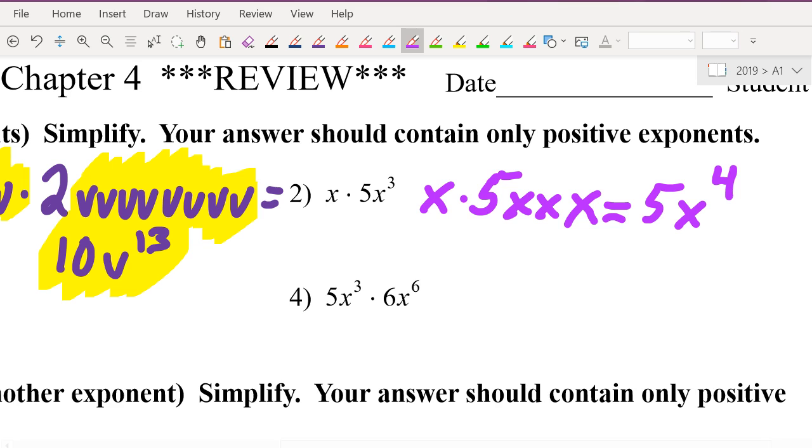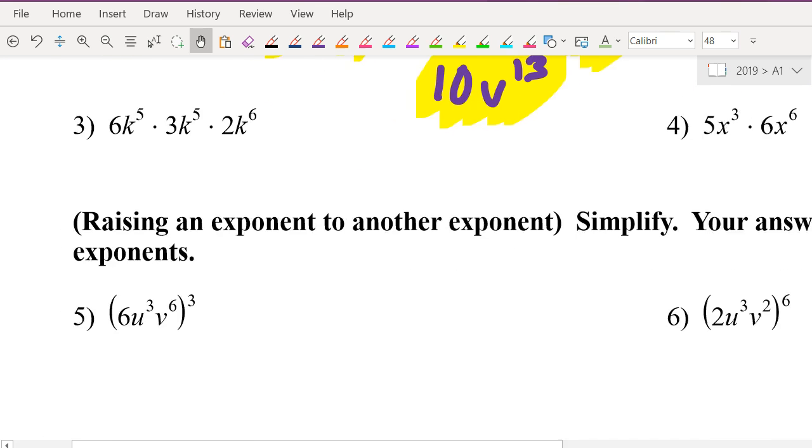Good job. So what's the most common mistake? 5x to the 3rd, because people think, oh, there's nothing there. But that's actually a 1, right? This is not a 0, that's a 1. So we have to add 3 plus 1 is 4. All right. Let's move ahead.